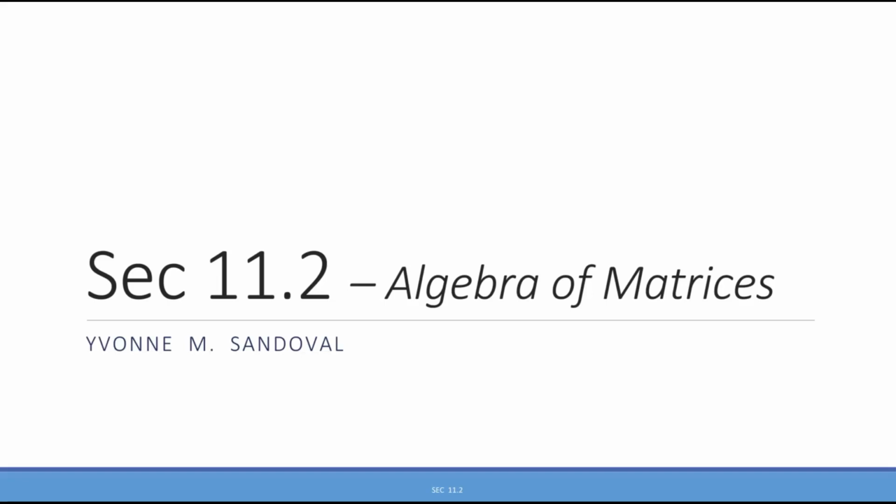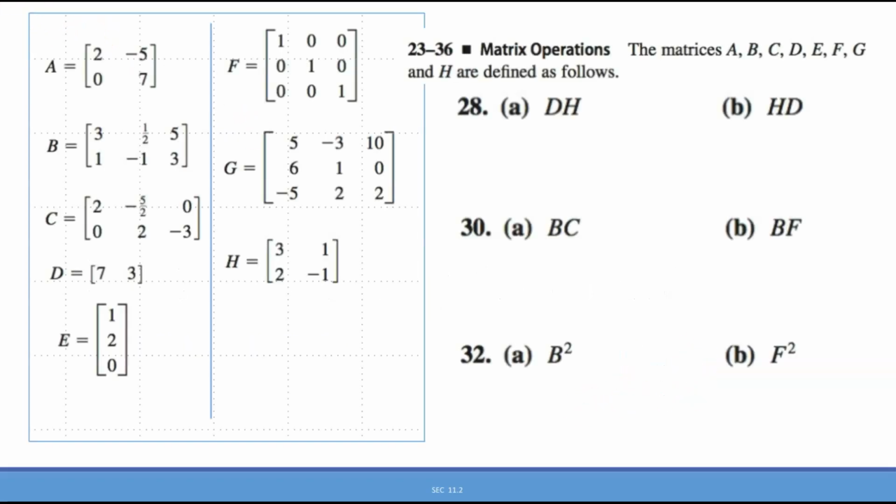Okay, section 11.2, Algebra of Matrices, part 4. We're continuing on with matrix multiplication. With matrix multiplication, remember it's a row of the first matrix, column of the second matrix, so those middle row by column dimensions have to match. Once they match, then we can perform the matrix multiplication.